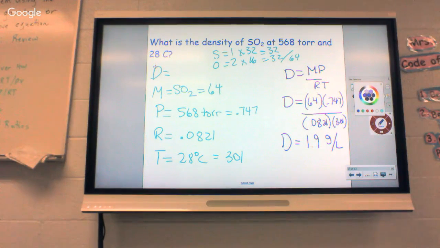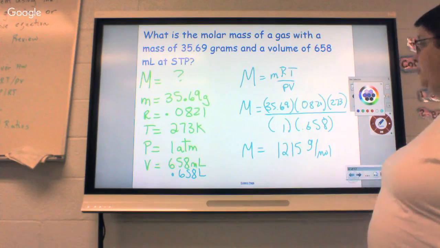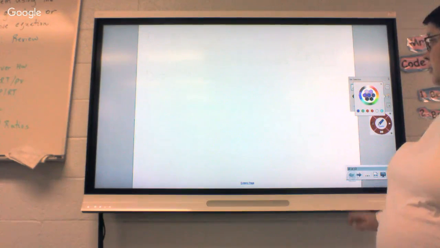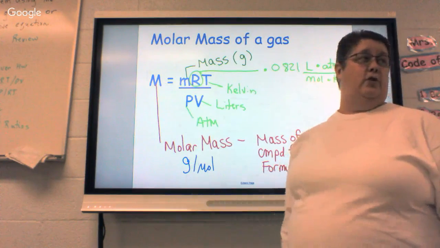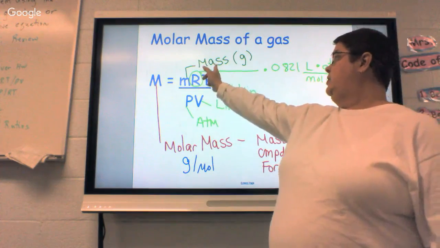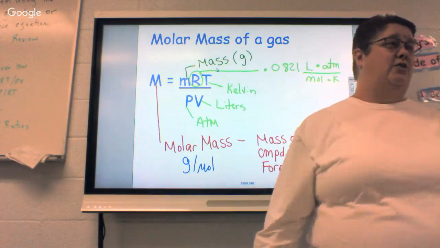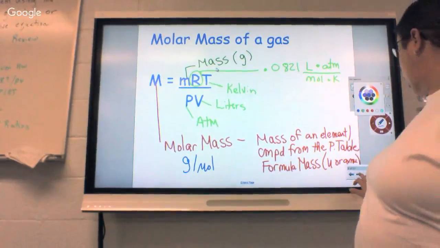I would pick PV equals nRT. But could you use this one? You'd have to convert it back. I mean, you could use this one if it gives you the information in moles. You just have to change it back to grams. You just have to do more work, but you can certainly use it.